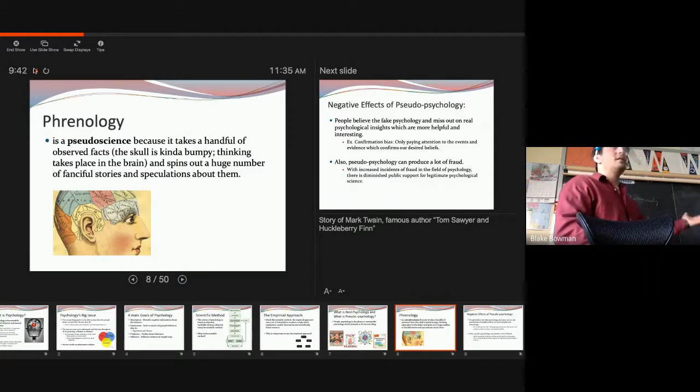But we know that this doesn't follow a scientific method, right? This doesn't go through an experiment. This doesn't create a hypothesis. This doesn't try to improve your results by replicating a study. You're just kind of willy-nilly feeling the top of people's heads like a weirdo in a way.